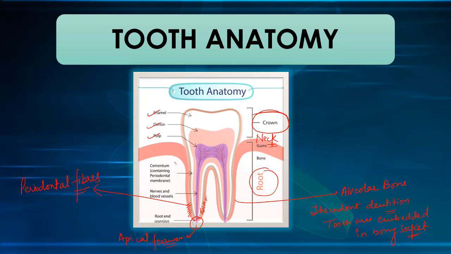And this is the cementum, which contains the periodontal membrane. So this is the anatomy of the tooth. I hope you got it. Mainly: crown, neck, root, then enamel, dentine, pulp, apical foramen and PDL fibers. Cementum as well.